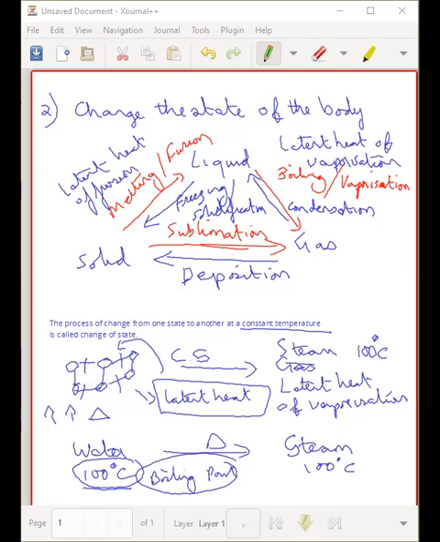Have you all finished copying? Anybody still copying here? Raise your hand if you're still copying. Okay, let's go further.